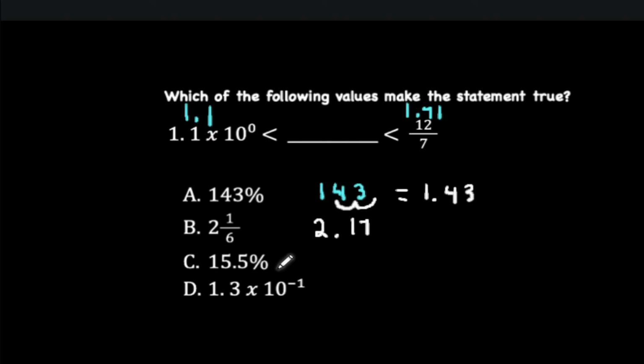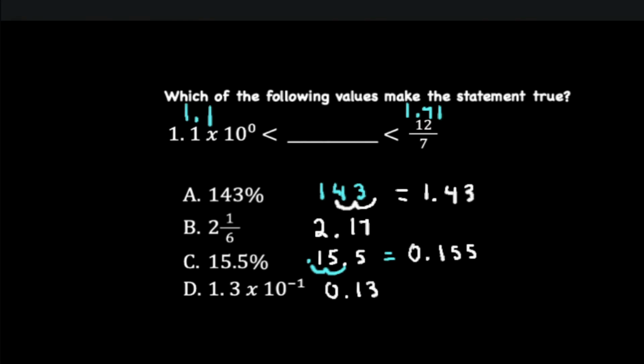And then we have 15.5%. We're just taking this decimal point and moving it 2 places to the left. So let me go ahead and just rewrite that here so you can see. Okay, and then take this decimal point, moving it 2 places to the left, 1, 2. It ends up right here. And so this is equal to 0.155. And last but not least, you can take a look at this exponent. It is -1. So we're just simply taking and moving this decimal point 1 place to the left, which makes it 0.13.